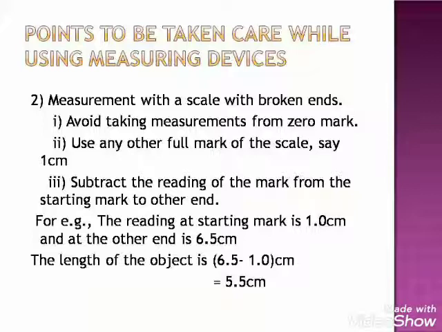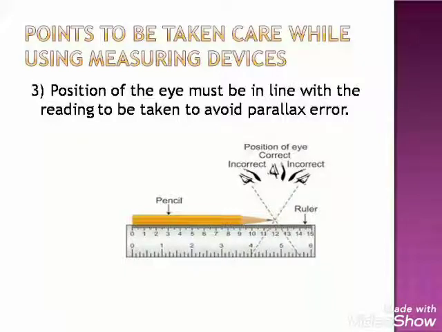So the length is 5.5 centimeter. The last point is that the position of the eye must be in line with the reading to be taken, to avoid parallax error. What is parallax error? When the object is viewed from an angle due to the wrong position of the eye, that is called parallax error. So, the correct position of the eye is also important for taking measurements.